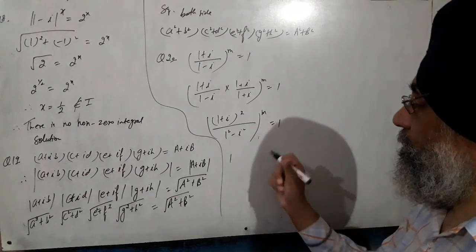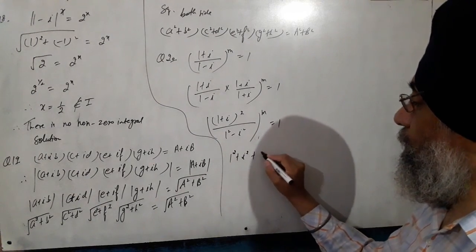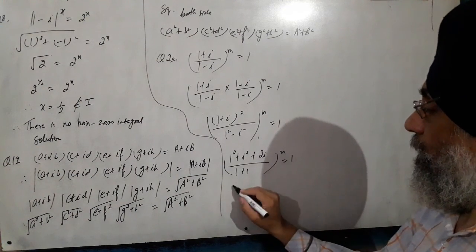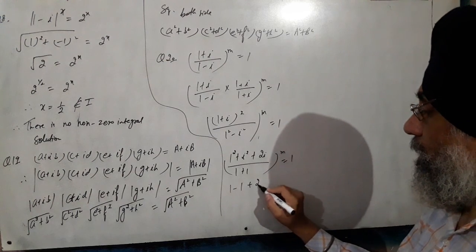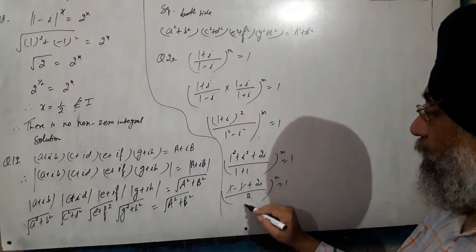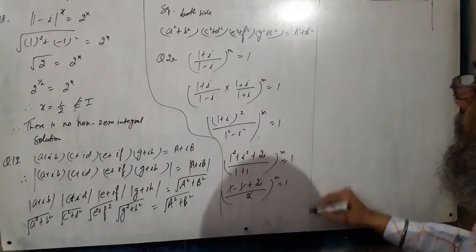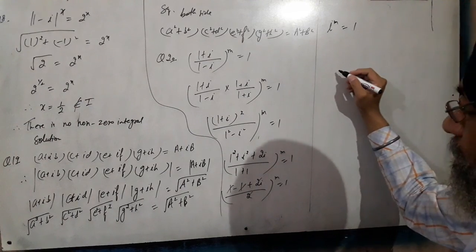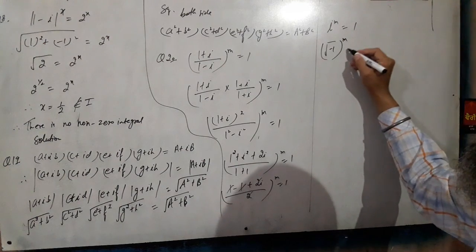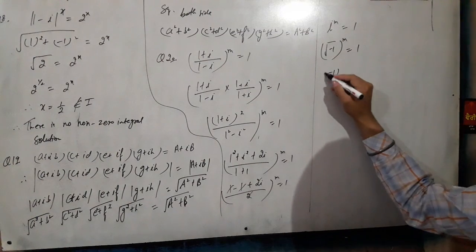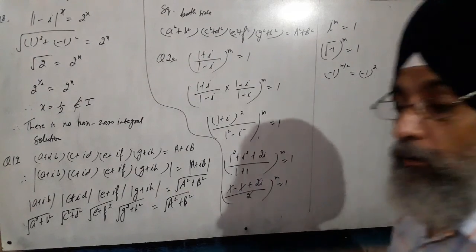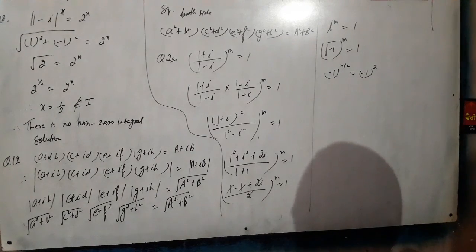Expanding, a squared plus b squared plus 2ab, so 1 plus 1 to the whole power m is equal to 1. 1 minus 1 times iota squared, that is, minus 1 plus 2 iota upon 2. This one gets cancelled, 2 with 2 gets divided. So we get here iota to the power m is equal to 1. Iota is the square root of minus 1, so it means minus 1 to the power m by 2. And you can write minus 1 to the power 2. Minus 1 to the power 2 is 1.